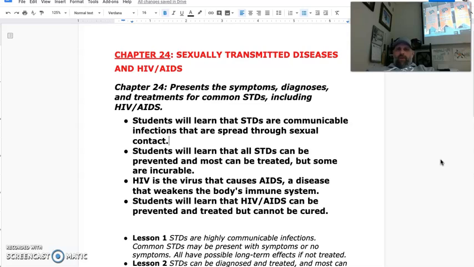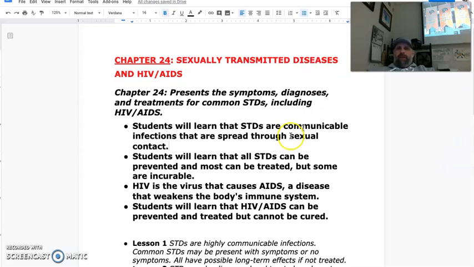I'll give you an overview of Chapter 24. As you can see in red here, we're still in the communicable diseases topic, but moving into specifically, for the next 4 chapters, talking about sexually transmitted diseases, as well as HIV and AIDS. So Chapter 24 just presents the symptoms, the diagnoses, and the treatments for common STDs, including HIV and AIDS.